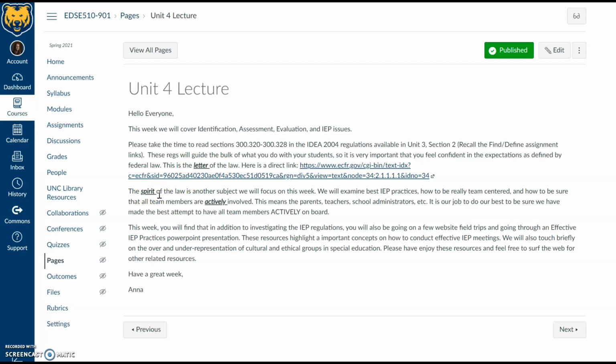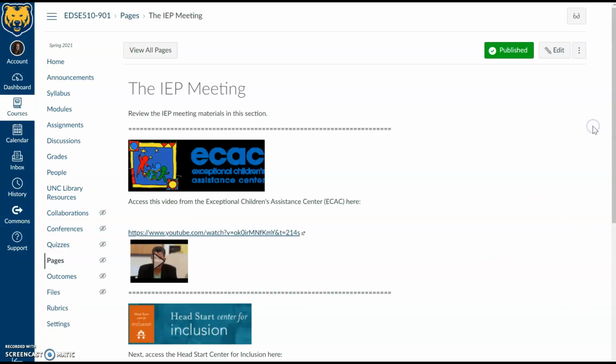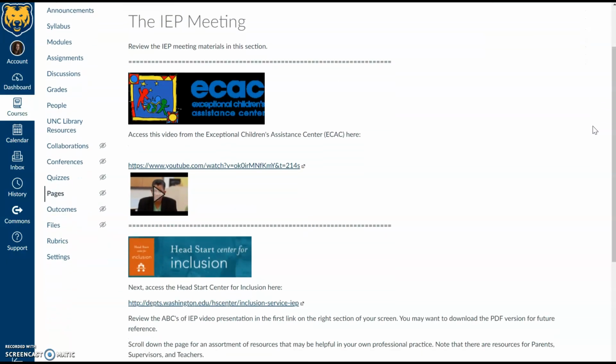So yes, we need to invite the parent or guardian. Yes, when we reach a certain age, we need to invite the student. But do we just invite a student and then not follow up on that? When the student does attend, for example, do we actively engage that student and involve the student to the best of that student's ability? So that would be an example of practicing within the spirit of the law for collaboration, self-determination within the IEP process for a student whenever possible.